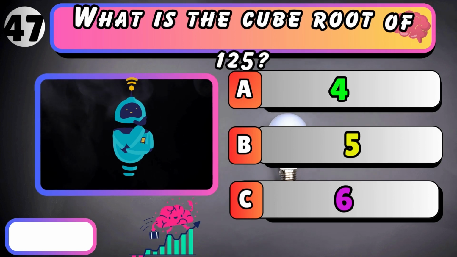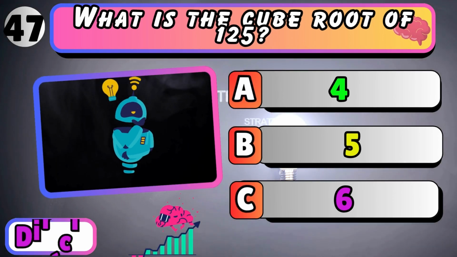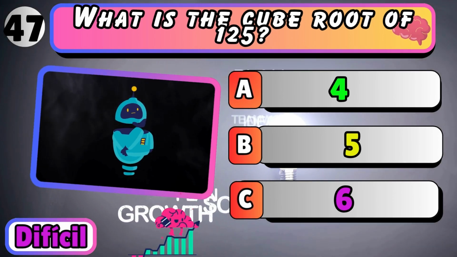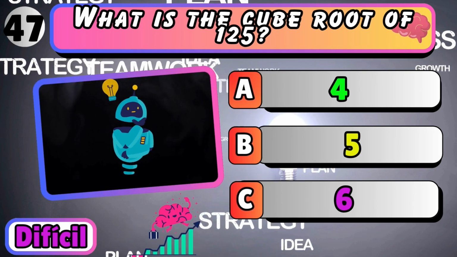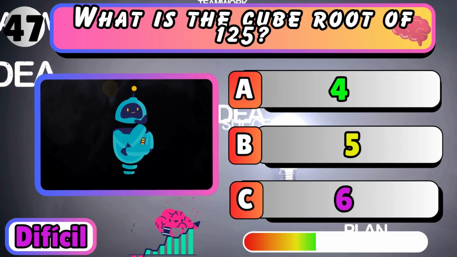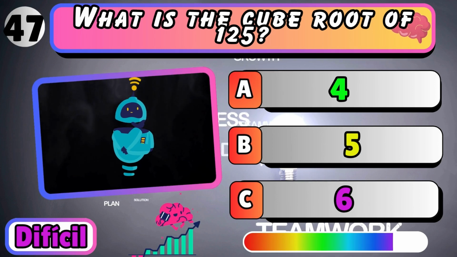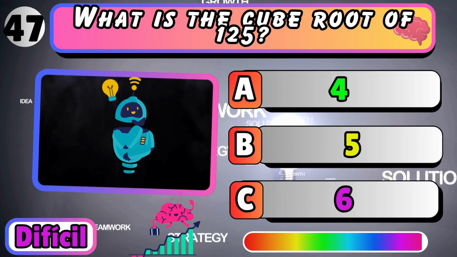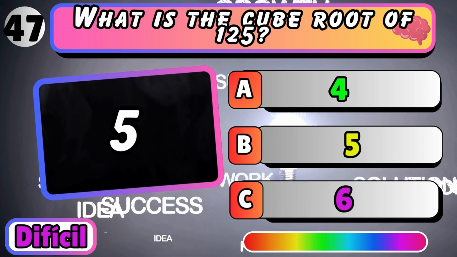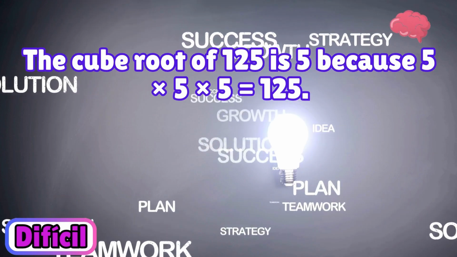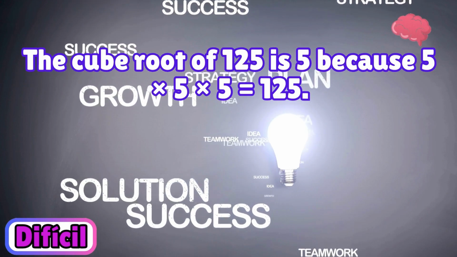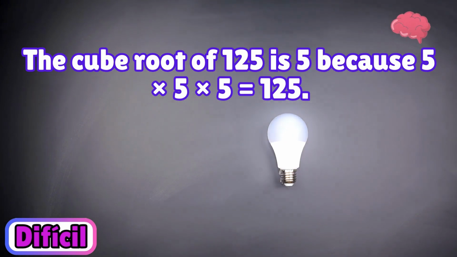What is the cube root of 125? 4, 5, or 6? 5. The cube root of 125 is 5 because 5 times 5 times 5 is equal to 125.